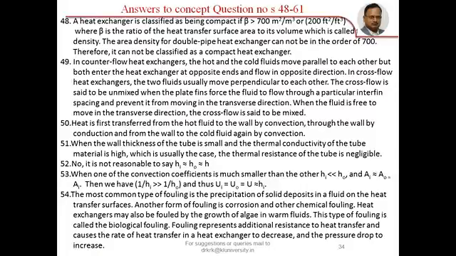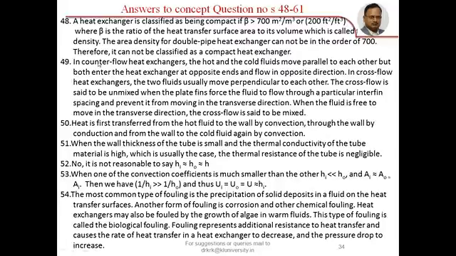In cross-flow heat exchangers, they move perpendicularly to one another. The cross-flow is said to be unmixed when the plates force the fluid to flow through a particular interfin spacing and prevent it from moving in the transverse direction. When the fluid is free to move in any direction in a transverse manner, then it is called mixed flow. Otherwise, it is called unmixed flow.